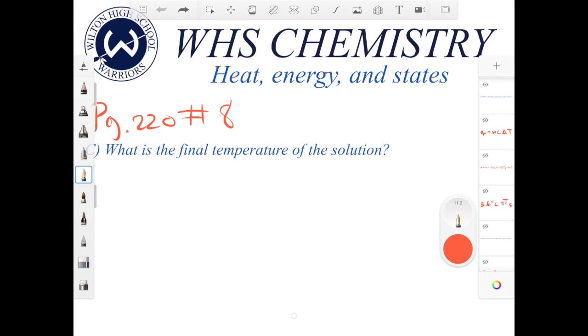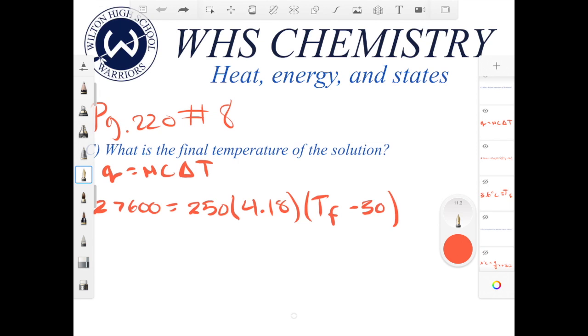For Part C of the problem, we're asked to find the final temperature of the solution. To start, just think back to the equation Q equals mc delta T. Once we plug in our givens, we get 27,600 equals 250 times 4.18 times (temperature final minus 30).